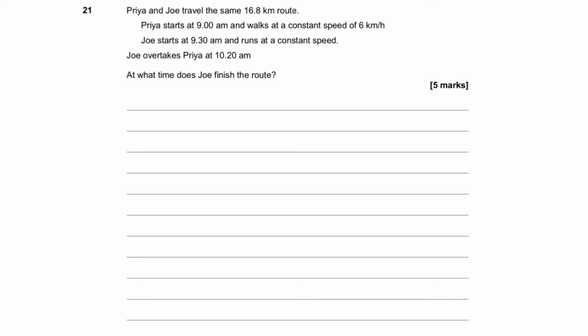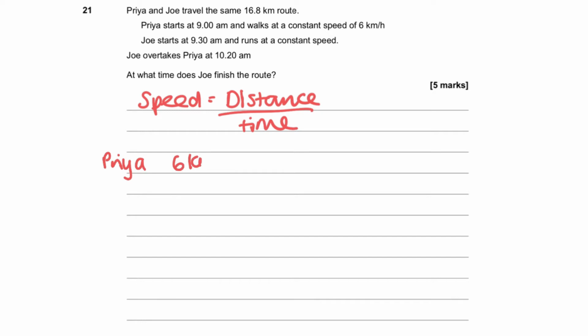So let's start with our speed equation. Speed equals distance divided by time. When Joe overtakes Priya, they've travelled the same distance at that point. Priya has been travelling at 6 kilometres an hour, which is equal to the distance divided by the time, which is 1:20. So that's 1.333 hours. That means the distance that Priya has walked is 8 kilometres.